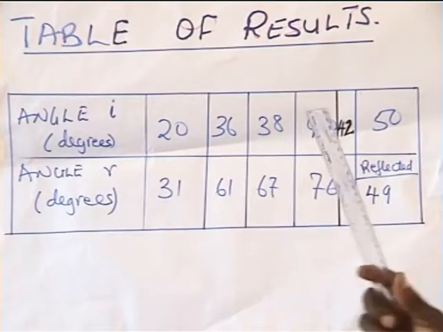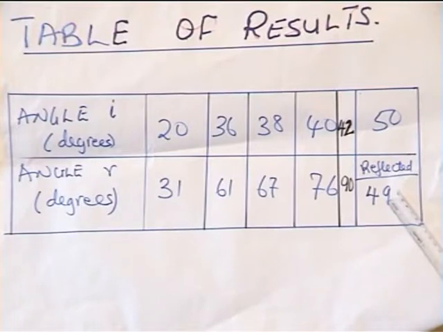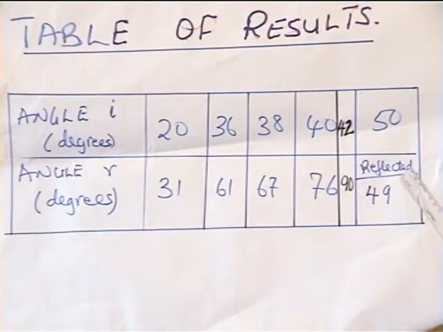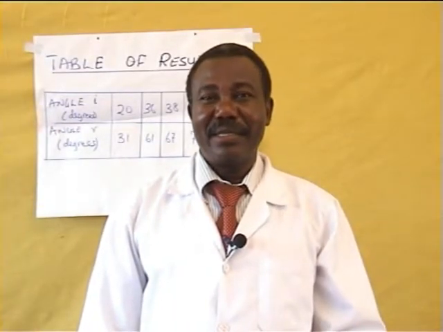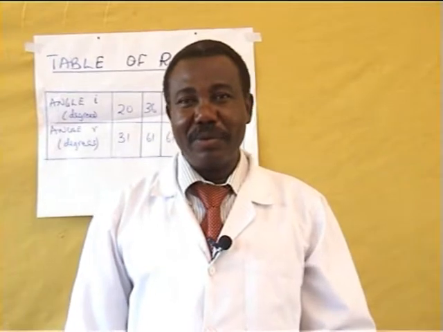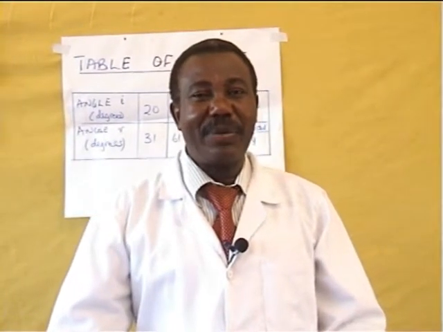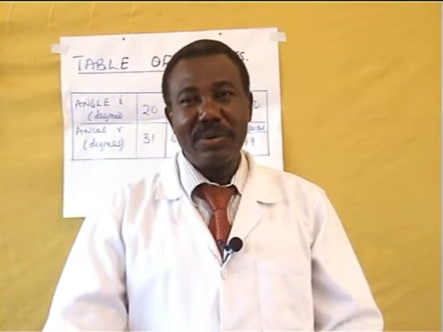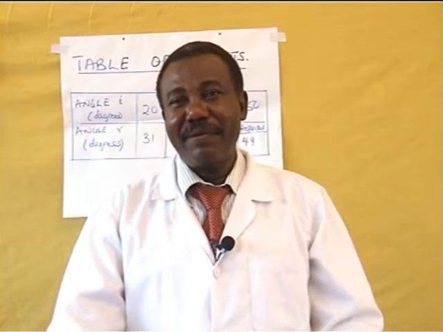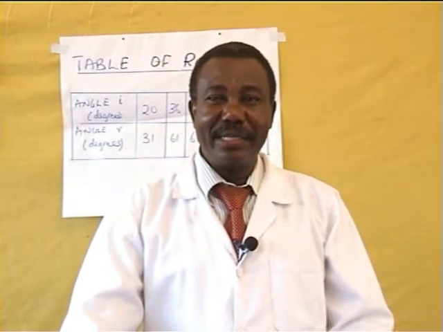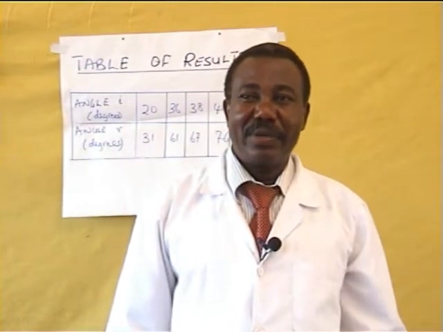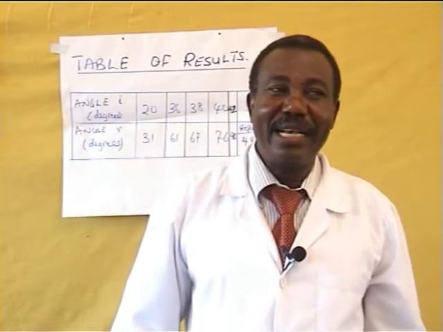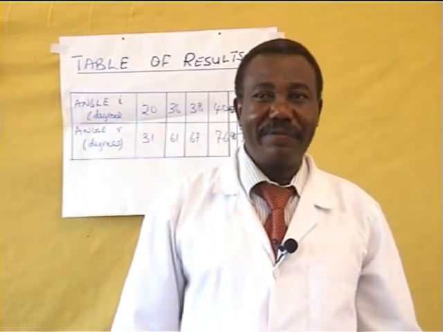What we get there is total internal reflection, and that angle was 49. From this experiment, the critical angle for the semicircular glass block used was 41 degrees, where after that, what occurred there is total internal reflection.